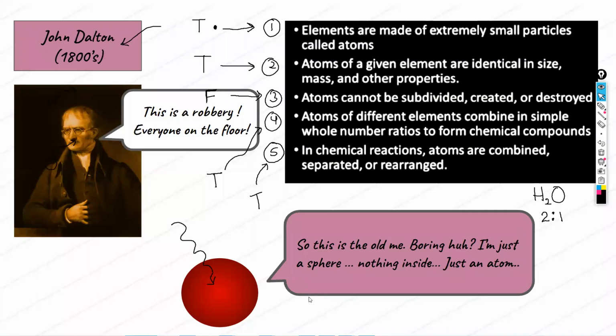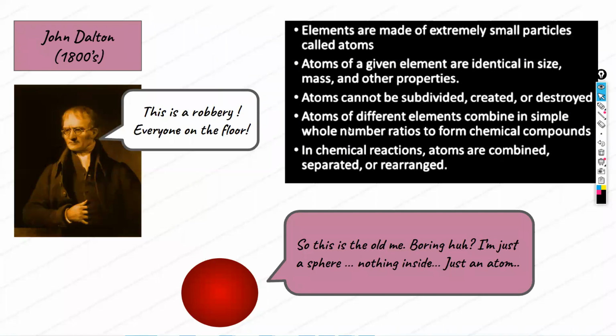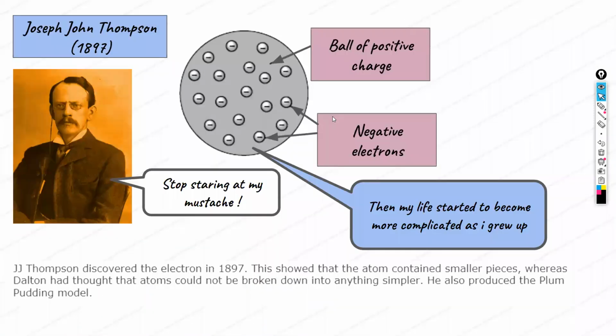All right. So John Dalton, that was his theories. Let's see who's next on the list. The next person on the list was this guy called Joseph John Thompson. And we're talking about roughly 1897 here. Now, Mr. Thompson did a slightly better job at coming up with the picture of how the atom actually looks.